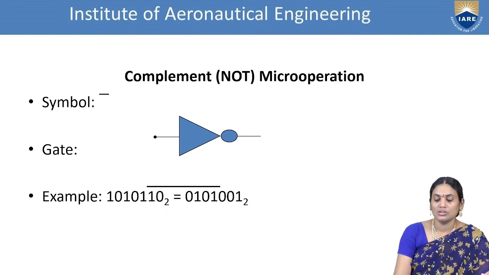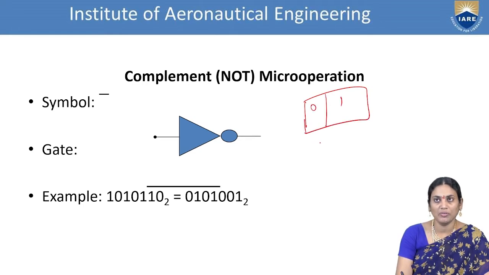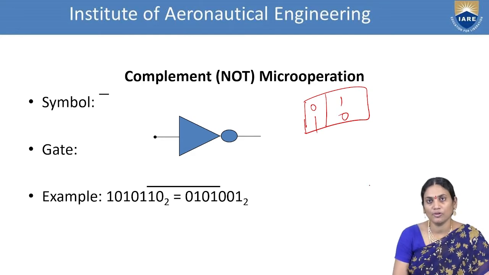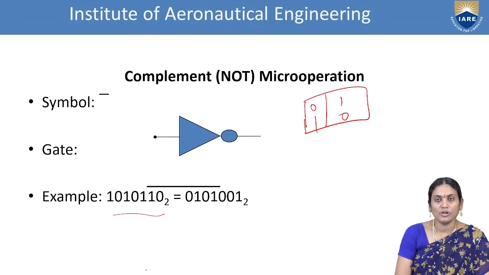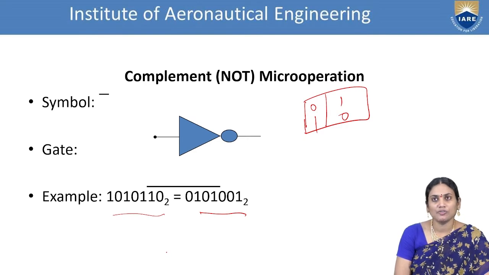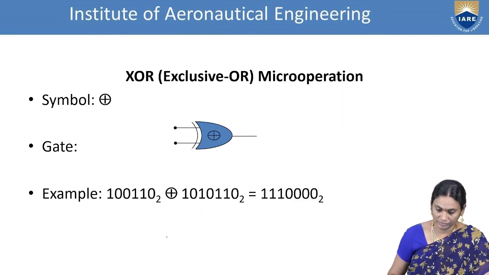Similarly, complement. The complement is only having one input. If it is 0, the output will be 1. If it is 1, the output will be vice versa. So this is the case of complement operation. You can see the complement operation over here, which is followed in the representation of 0, 1, 0, 1, 0, 0, 1. In this way, data has been represented in the form of complement micro operation.